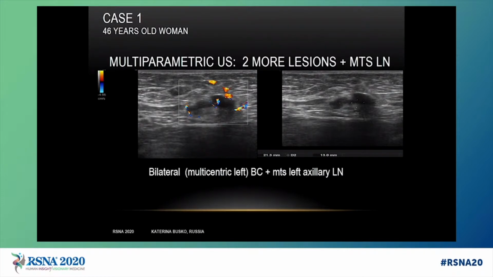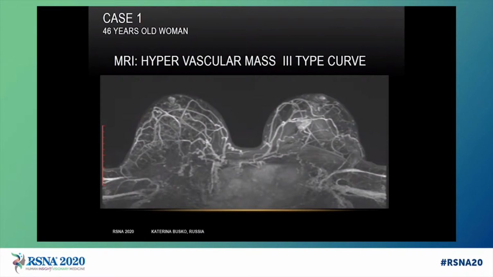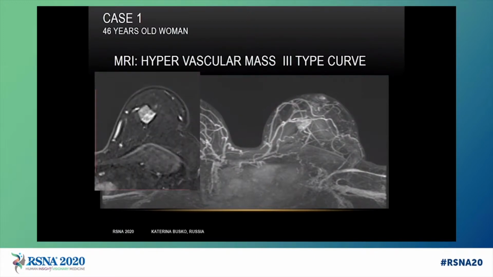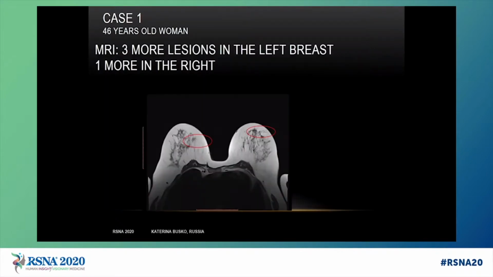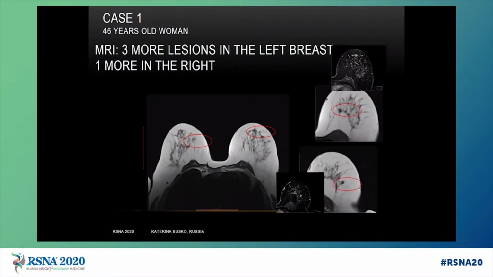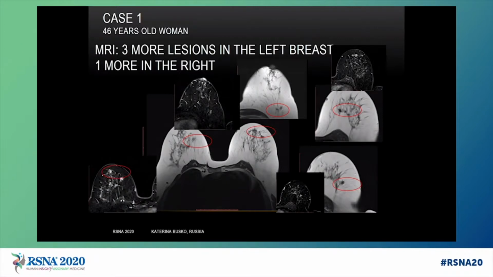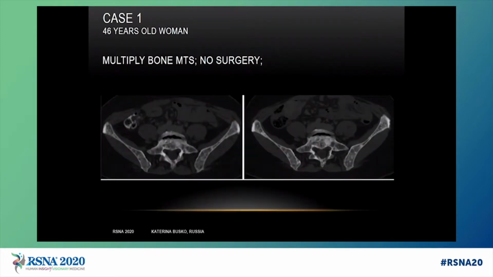According to the fact of detected additional foci of breast cancer, the MRI was performed. The main lesion in the left breast had a clear circumscribed margin, heterogeneous contrast enhancement, and third type of kinetic curve. But using MRI, we found 3 more lesions in the left breast and 1 more lesion in the right. The final radiology diagnosis was a bilateral multicentric breast cancer and the metastatic left axillary lymph nodes.